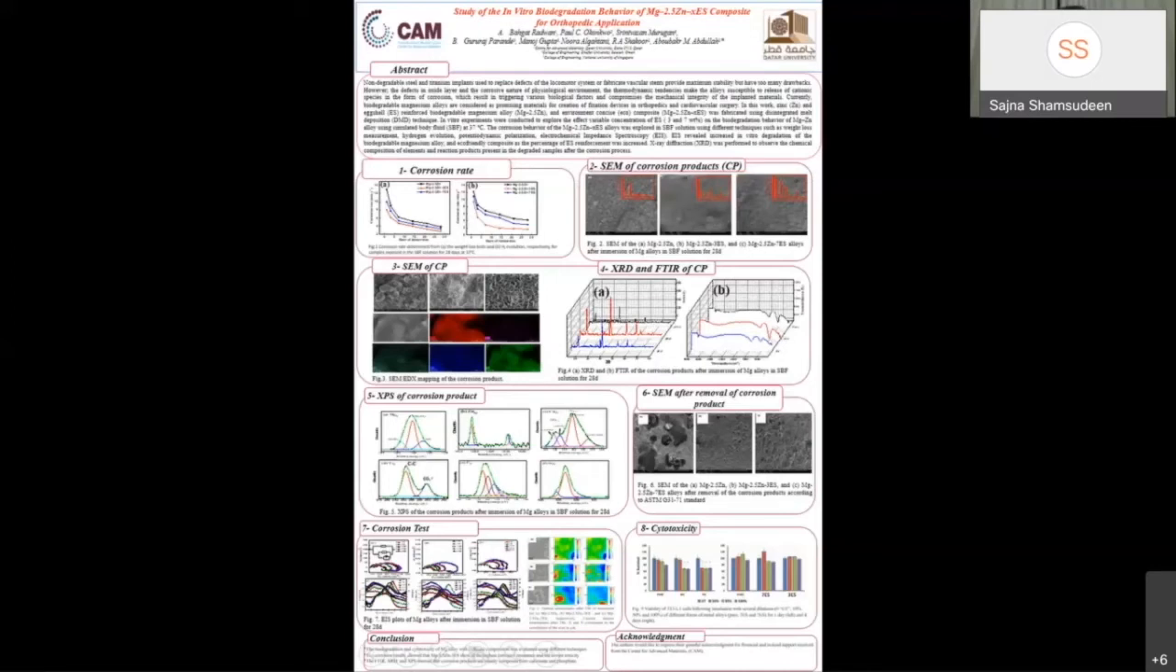Overall, magnesium 2.5 zinc 3 eggshell shows the highest corrosion resistance and the lowest toxicity. The FTIR, XRD, and XPS revealed the presence of hydroxyapatite, which is the scaffold for bone reconstruction, and accordingly, this alloy can be suitable to be evaluated in animals.